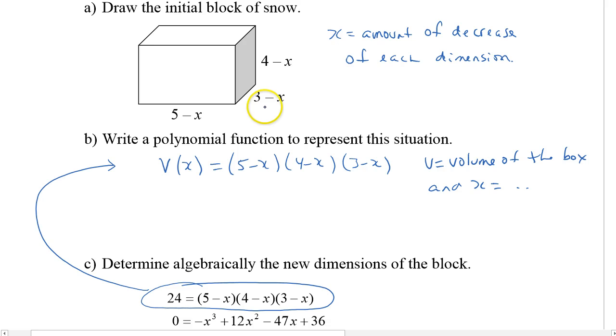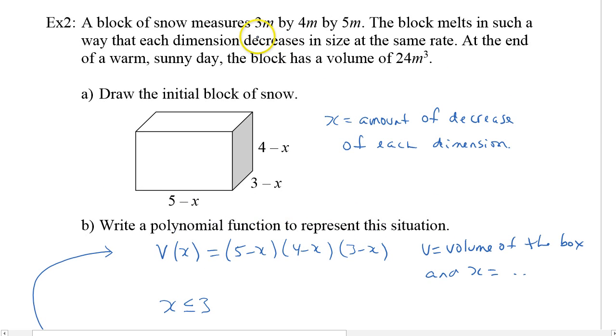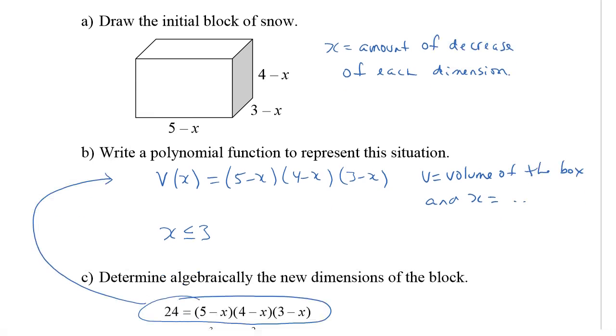The largest that x could be is 3. So x has to be less than or equal to 3, because if it gets larger than 3, then it would have to be a negative dimension, and you really can't do that. Also, if the block was originally 3 by 4 by 5, x can't be less than 0, because we can't make the block bigger. So x has to be between 0 and 3.